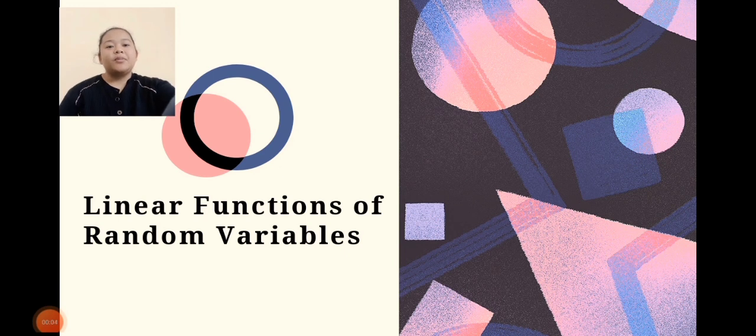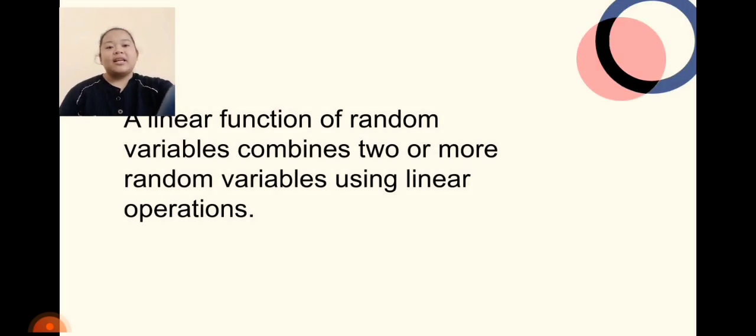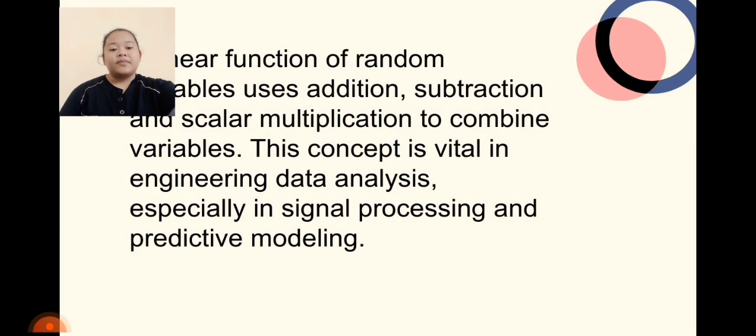Today, we'll explore how linear functions combine random variables and their significance in engineering data analysis. So, we will discuss what a linear function of random variables is. A linear function of random variables combines two or more random variables using linear operations. This concept is crucial in engineering data analysis, particularly signal processing and predictive modeling. A linear function of random variables uses addition, subtraction, and scalar multiplication to combine variables.